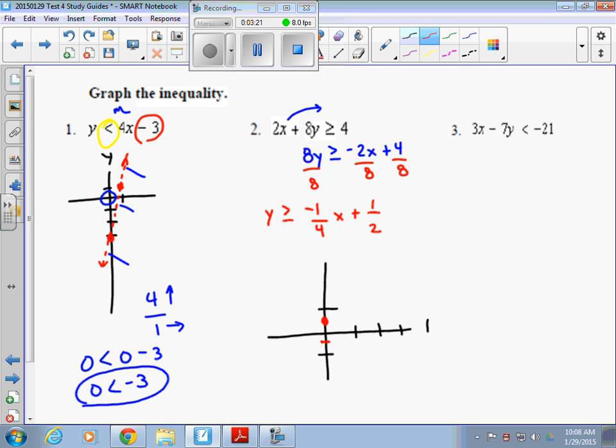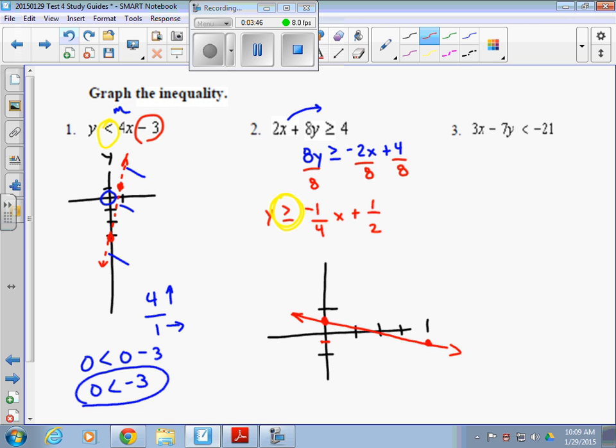That's not a point I put. That's why I put a little dash for you. And to the right 4 times. There is your second point right there. It says greater than or equal to this time, so we're going to create ourselves a solid line, unlike number 1. Hopefully straighter than that. Solid line through those 2 points.